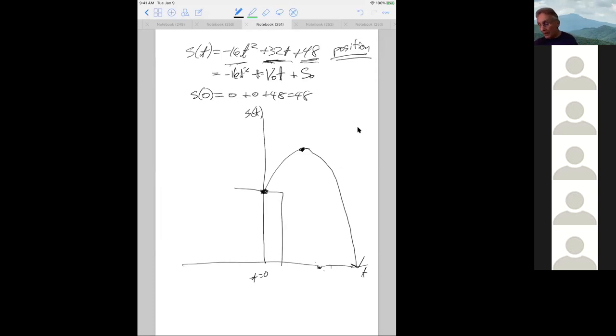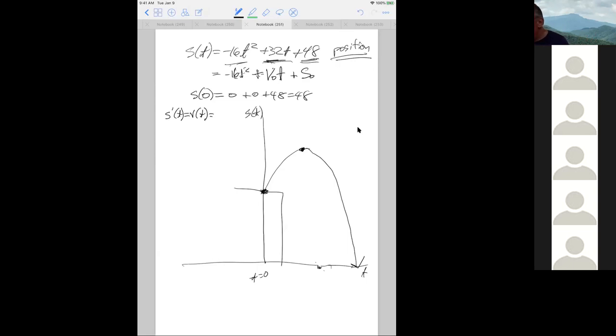But notice the rate of change is the derivative. If I take the derivative of S of t, I'm finding how fast the position is changing. And how fast it's changing is how fast it is moving, which is velocity. So it turns out that if I take S prime of t, the derivative, I'm actually determining the velocity of that item that's in my hand that I just threw.